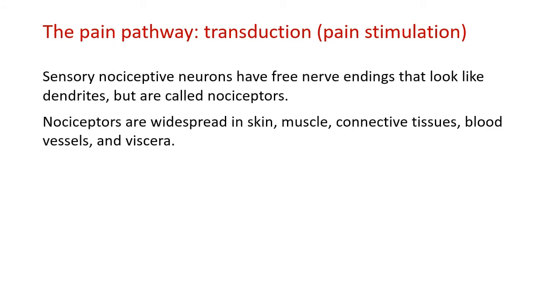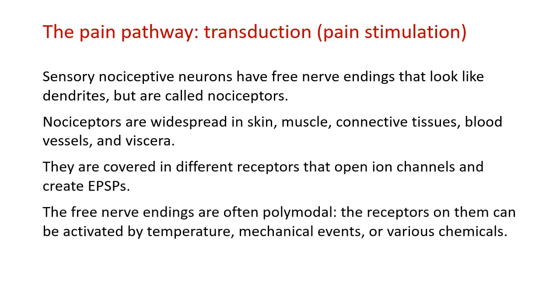Nociceptors are free nerve endings and are found in skin, muscle, connective tissue, blood vessels, and the organs. Basically, just about everywhere. These free nerve endings are covered in receptors that open cation channels, creating local areas of depolarization, i.e. EPSPs. The receptors all respond to different stimuli, such as noxious heat or cold, noxious mechanical events, or chemicals such as inflammatory mediators or protons.